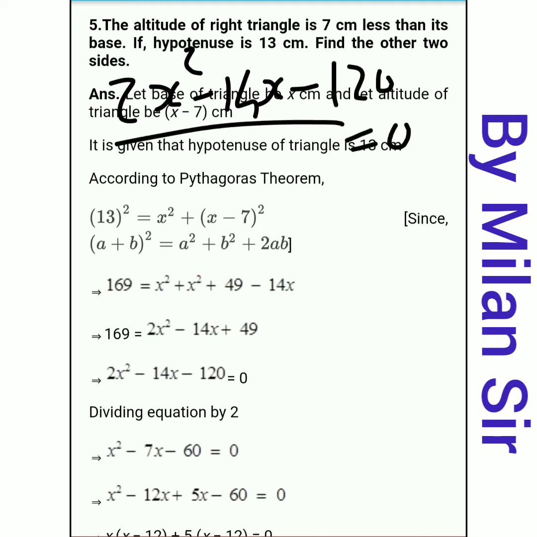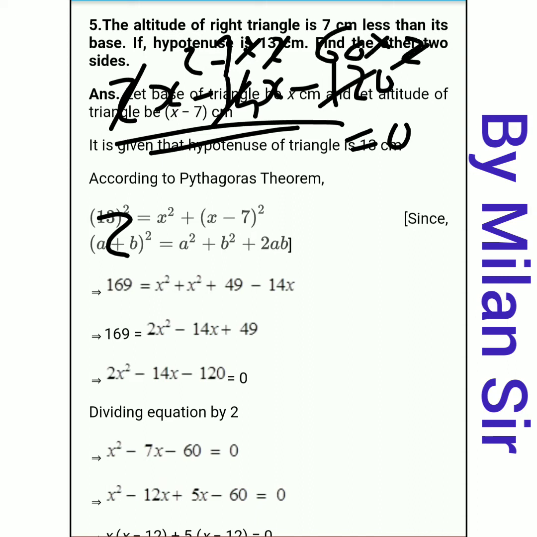Now we can take 2 as common. So here we have 2x square minus 14x minus 120. So just take 2 as a common. We need to cut 2 from here. Here 14x, that means 7 to the, we need to cut this 2. Here 120, that means 60 to the, we need to cut this 2. Because we take 2 as a common, that's why.